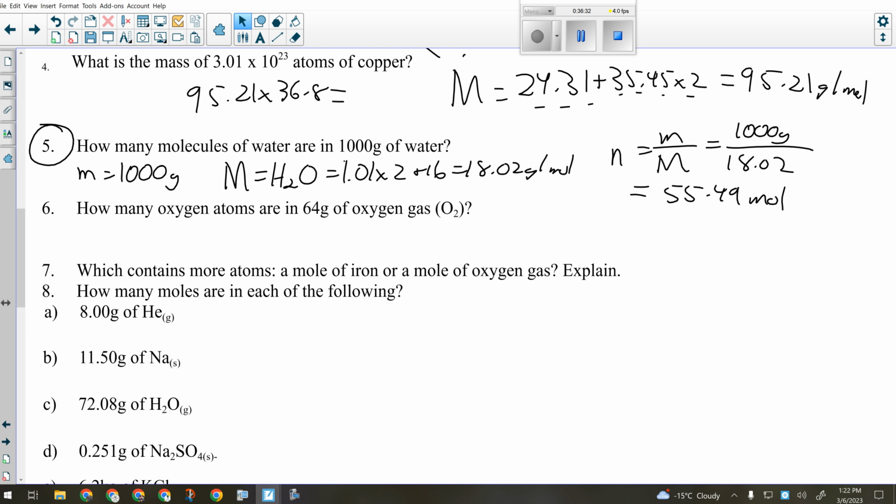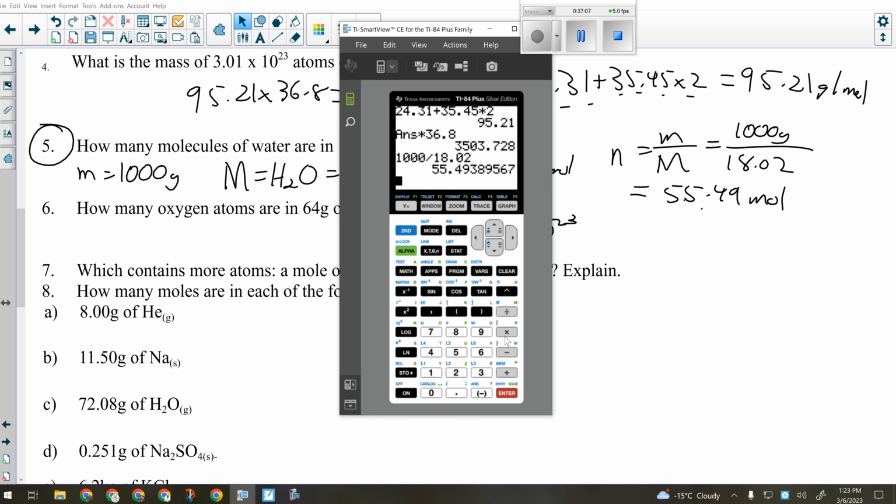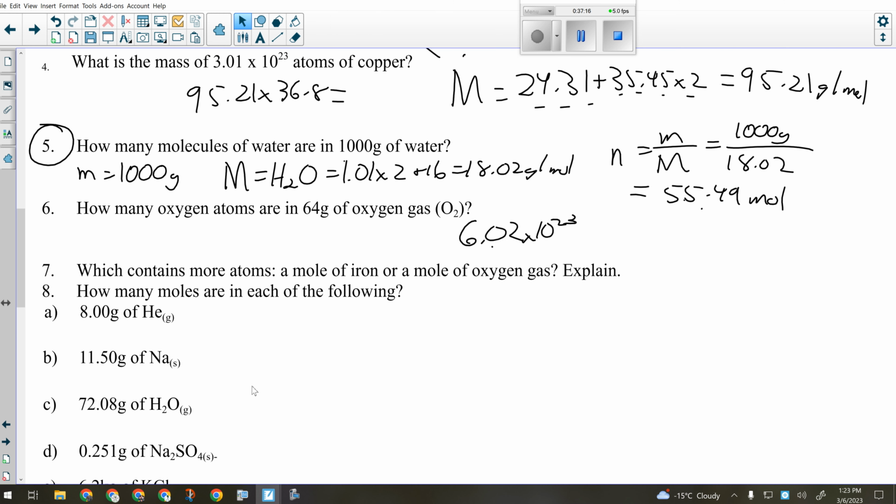Now I have the number of moles, and I know that Avogadro's number tells me the number of molecules in one mole. So what do I do with those two numbers? This is the number of moles. This is the number of molecules in one mole, and I'm looking for the number of molecules in this many moles. Times them, yeah, I need the number to get bigger. So I'm going to take n and multiply it by Avogadro's number. All right, so we're looking at 3.34 times 10 to the 25.